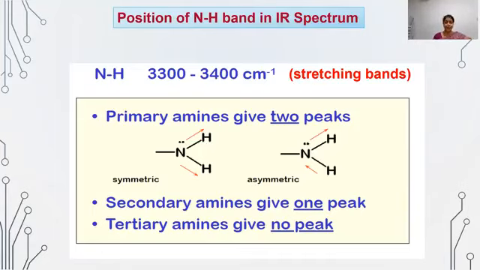In case of primary amines, the single nitrogen is attached with two hydrogens. There are two NH bonds and two types of stretching vibrations are possible: symmetric stretching and asymmetric stretching. So primary amines give two peaks, symmetric and asymmetric. Secondary amines have only one NH bond, so they produce one peak, and tertiary amines give no peak.